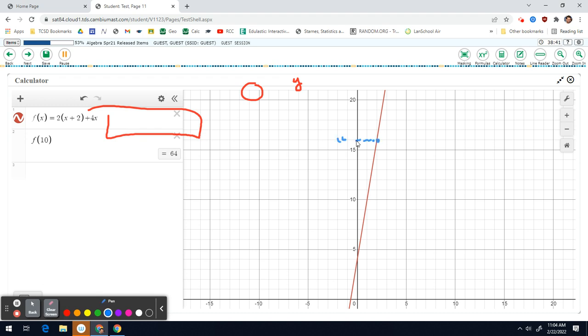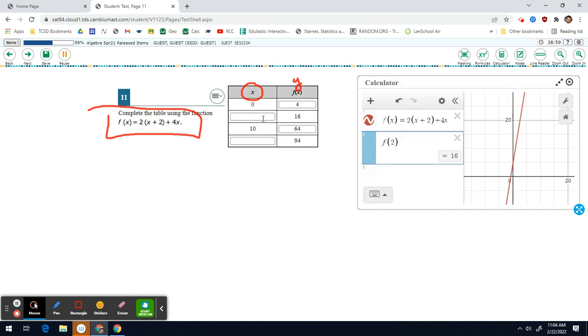And if I go over to the graph, all I need to do is identify what is the x value that goes with that y of 16. And if you go all the way down, you see it crosses at 2. Right? To double check this, I'm going to do f of 2 to see if I get 16. And there we go, f of 2 is 16. So I know that this right here is 2. And I'll do the same thing with 94.